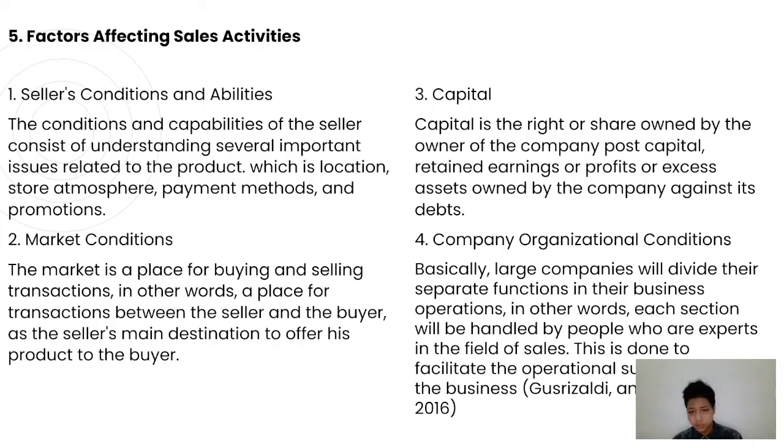Number 4, company organizational conditions. Basically, large companies will divide their separate functions in their business operations. In other words, each section will be handled by people who are experts in the field of sales. This is done to facilitate the operational supervision of the business.